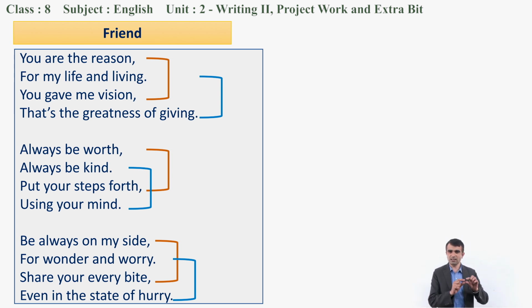Just write something about a friend here. Short lines, and some kind of rhyming pattern can be there. Or you can also write the first line rhyming with the second line that way. Okay, let's try another one.